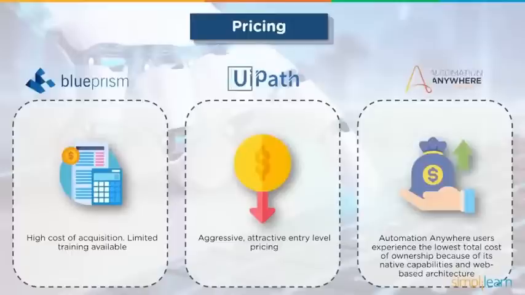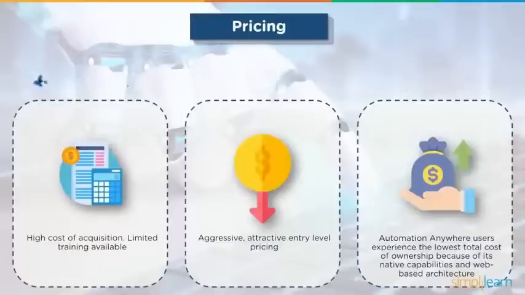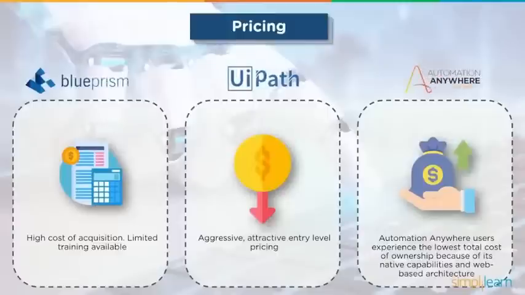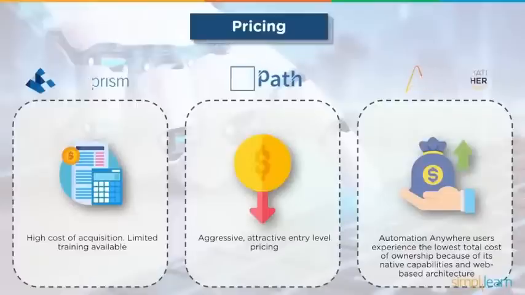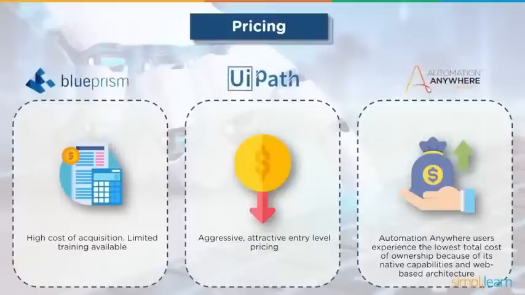Next up is pricing. Blue Prism has a high cost of acquisition. It also offers restricted training. UiPath offers effective, pleasant entry-level pricing. Automation Anywhere offers attractive entry-level pricing. Its users also experience the lowest total cost of ownership because of its native capabilities and web-based architecture.